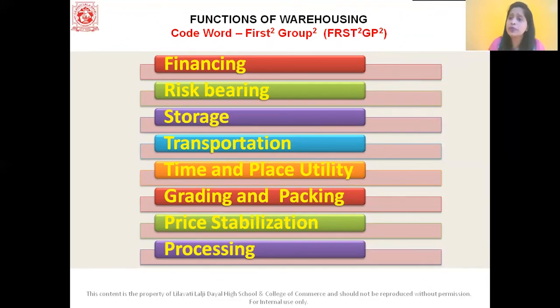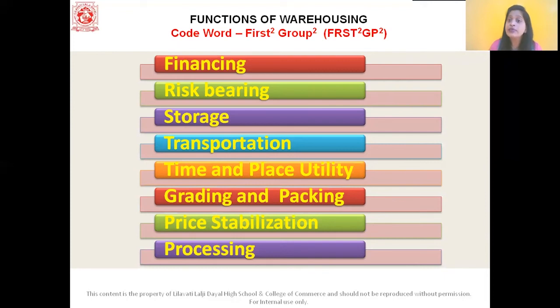Your warehouse receipt can be kept as security for a loan by the financial institution against the goods that are being stored by the owner. So you can raise a loan against the warehouse. So warehousing is a useful thing when financing comes in.